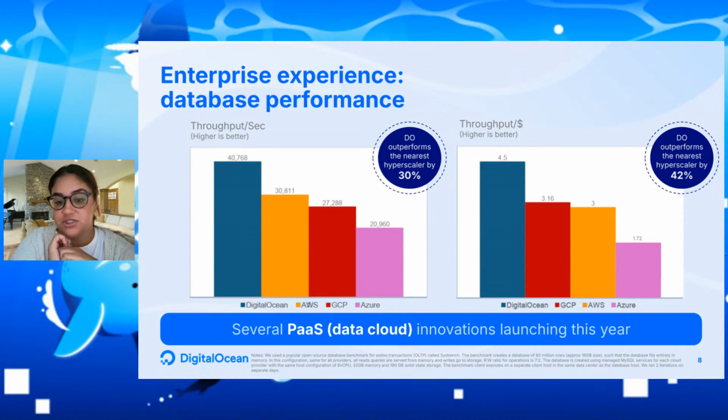And the cost efficiency or the throughput per dollar, as you can see in the chart to the right, is even more impressive. So DigitalOcean outperforms the nearest hyperscaler by 42%. And this can be attributed to a lot of things, right? So one of them being how quickly we advance our database engines. We have over 10 feature enhancements and new products coming in general a quarter. And so we have some more coming within Q4 to end out the year. So that's very exciting.